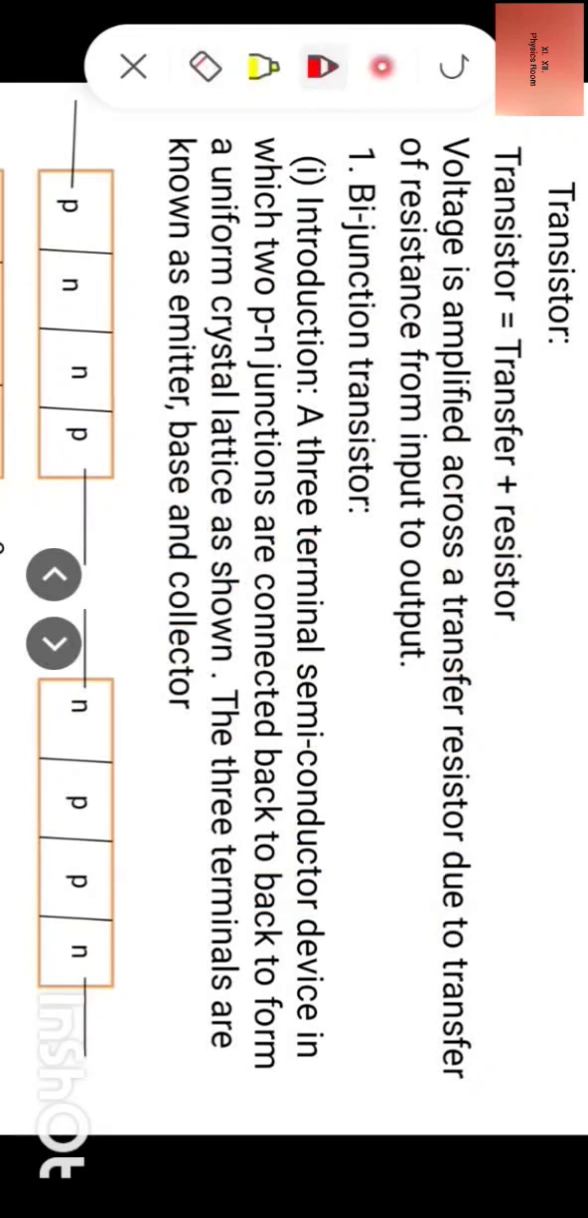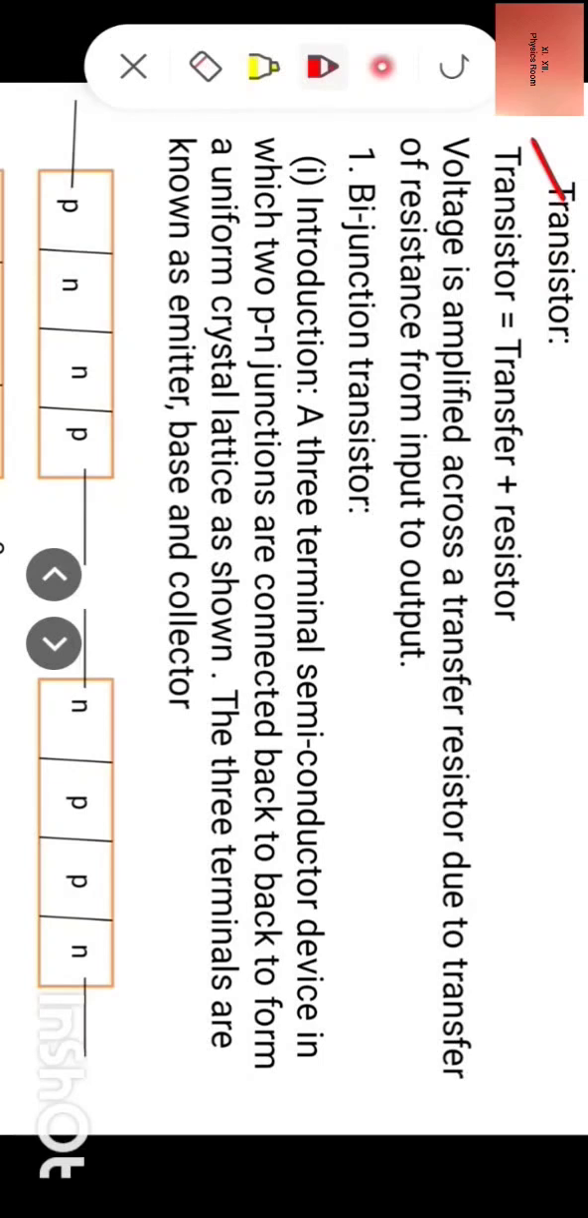Continuing with the topic of electronic devices. Today we come to another device called a transistor. Previously we have studied the electronic device diode, and now we are going to study the transistor.